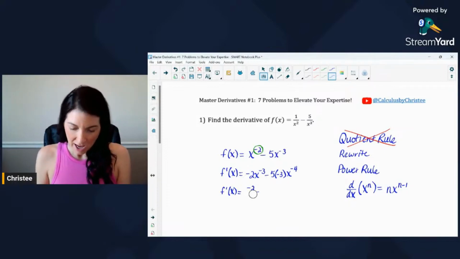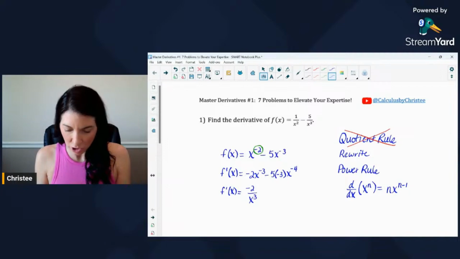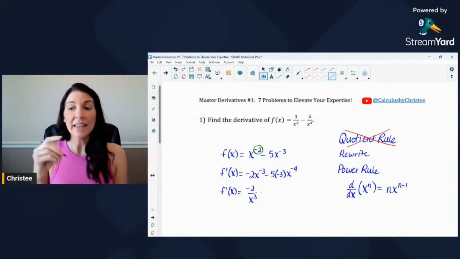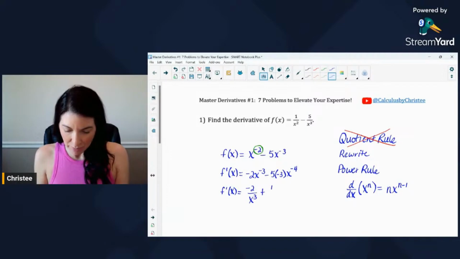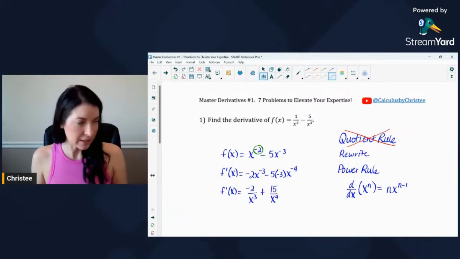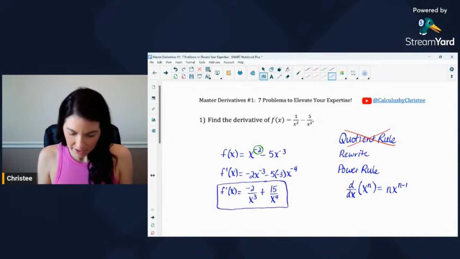And I already see a little mistake I made. I forgot when I bring that exponent down below, I do need to make it positive. So let's try that again. All right, negative 2 over x cubed. And then I would multiply the negative 5 with the negative 3 to get a positive 15. And again, let's bring that x to the fourth into the denominator. And there we have it. That's a nice cleaned up answer.